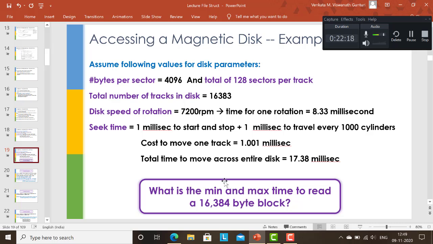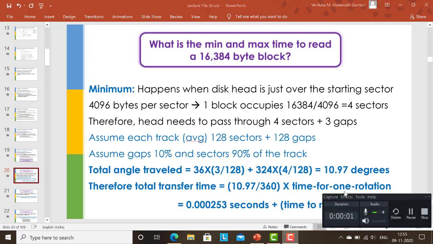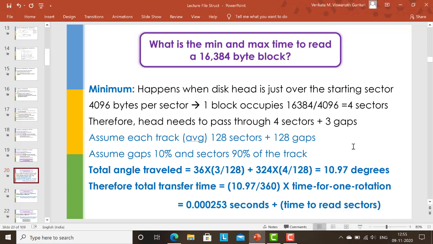Okay. So the question that we are interested in is, what is the minimum and maximum time to read a 16,384 byte disk block? Now let's try to derive some numbers and see what is the minimum and what is the maximum time that my hardware disk will take to read a 16,384 byte block. Of course, there are a bit of assumptions in this calculation, but hopefully it will give you an idea of where things lie.